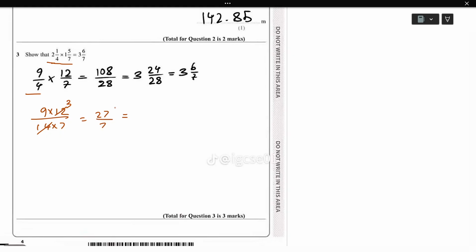Now we'll change this to a mixed fraction. How many 7s are there? Which is 3. 3 times 7 is 21. So the rest is going to be 6 over 7. Still we'll get the correct answer. Anyway, you can use any method.